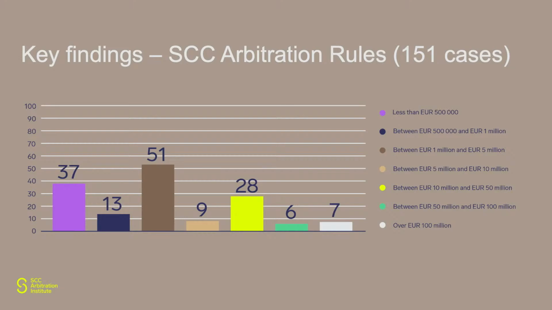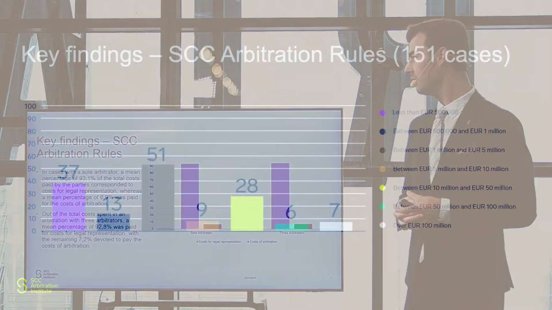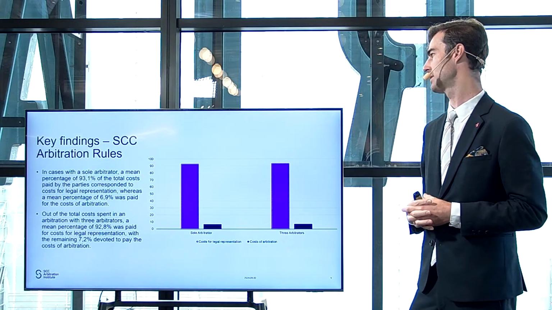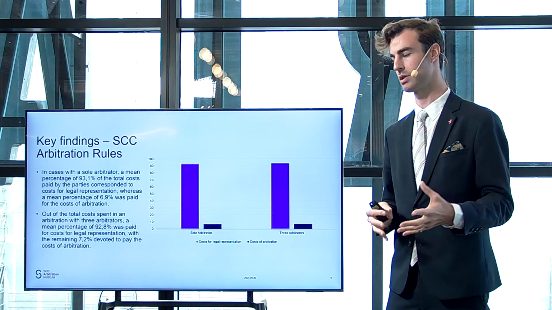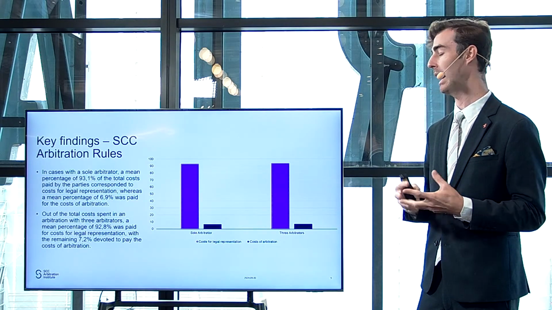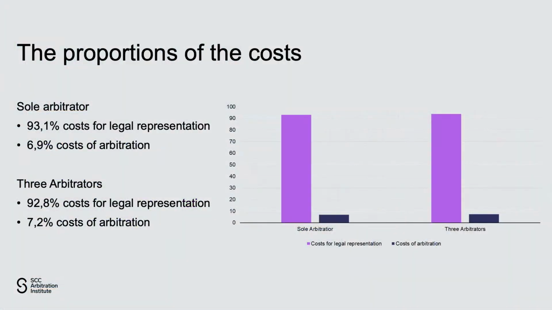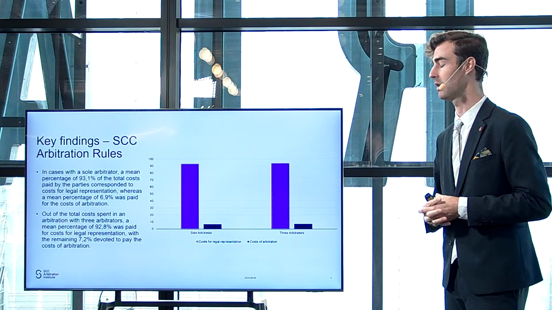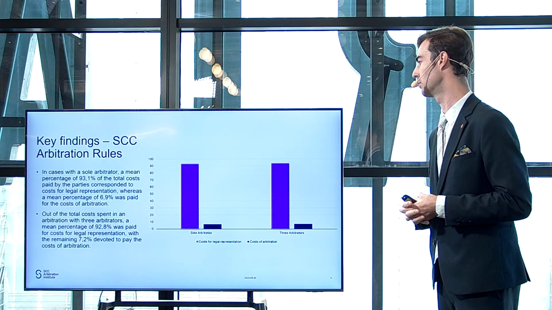And then finally, 7 cases over this 100 million euro threshold where the SCC board took a decision on the costs of the arbitration. And when we looked further into the proportion of these costs, how do the costs of the arbitration compare to the legal costs of the parties? We see that a total of 93.1% of the total costs paid by the parties corresponded to the costs of legal representation, whereas a mean of 6.9% was the amount paid by the parties for the costs of the arbitration itself. So these are costs under Article 49 of the SCC Rules.